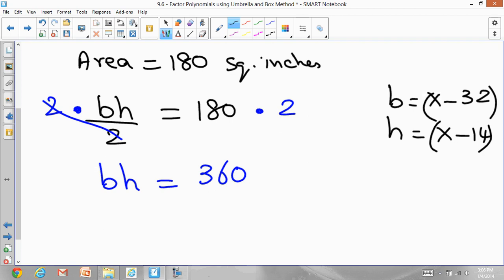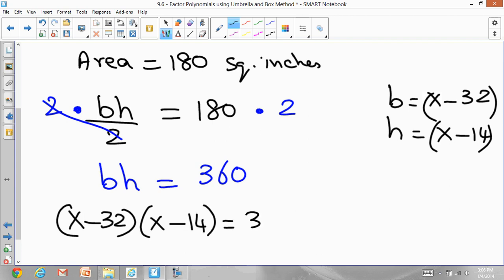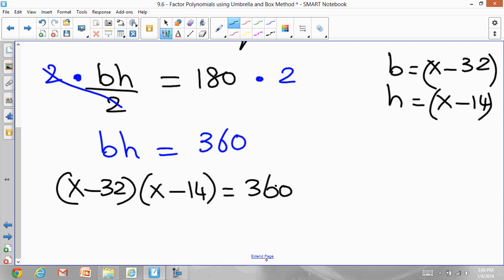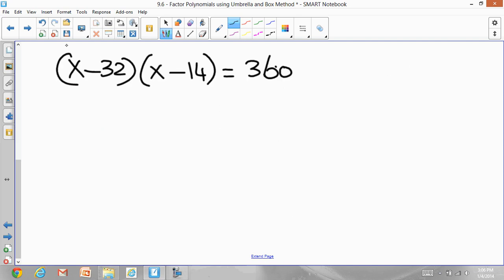I'm going to substitute the numbers in the correct place. So b becomes x minus 32. H becomes x minus 14 equals 360. Now let's focus on the left side. For the left side, I'm going to use the table method.